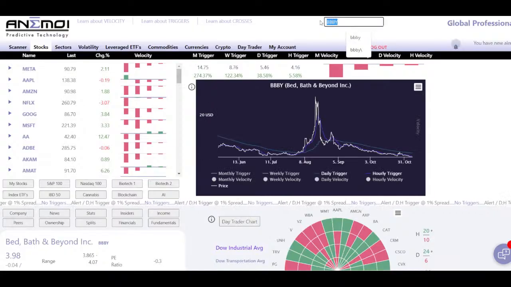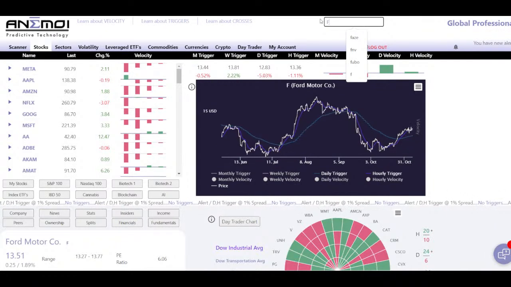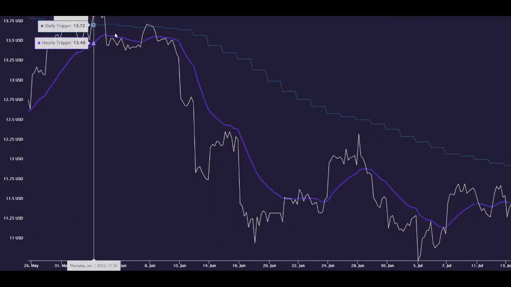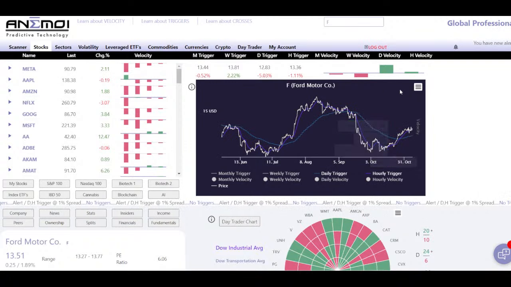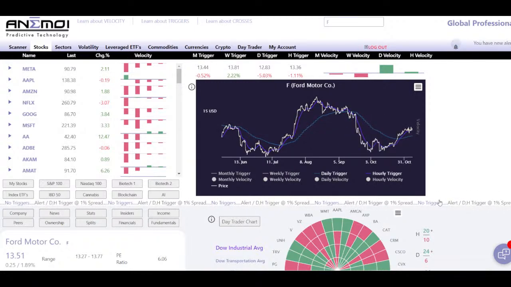Ford, let's take a look. Nothing really here, but we do have a really nice beer plane in the beginning. You can see that the hourly trigger came up to test the daily trigger. The hourly trigger resolves to the downside, and price gets crushed. So you can see that it works really well. We have this crawler section on the bottom right here that shows us hourly trigger, daily trigger when they're together, and then we can take a peek at them and see if there's any interesting setups.